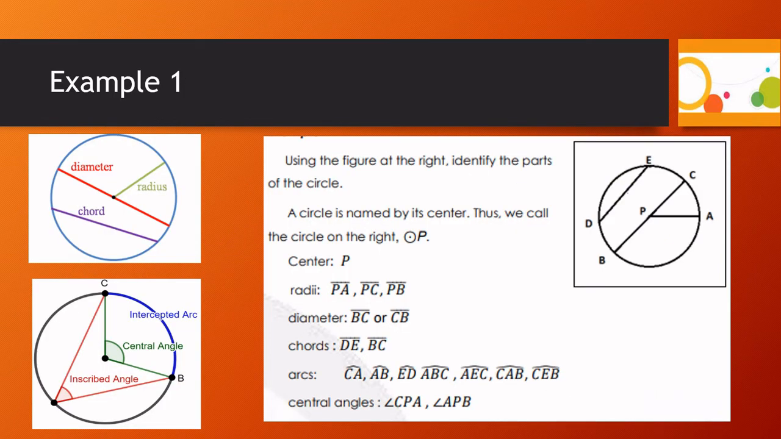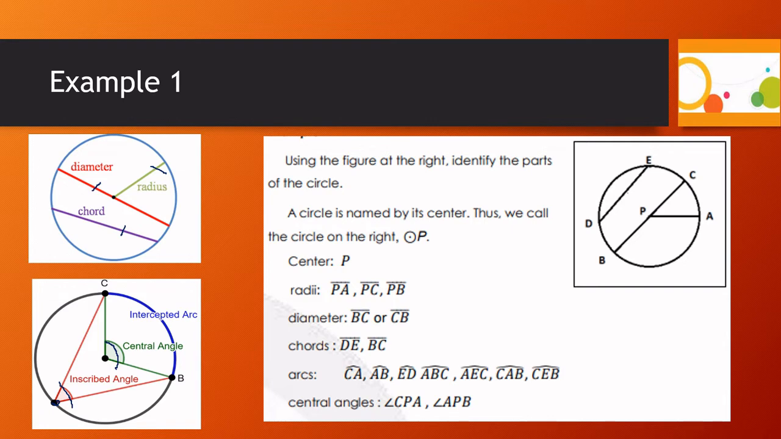Now, let's have an example. But before that, let us review using the two figures. In figure 1, the red one is what you call the diameter. The green one is the radius, which is half the diameter. And the violet one is the chord. Then, in figure 2, we have two angles. The angle whose vertex is on the circle is what you call the inscribed angle. We have the green one, which is the central angle.